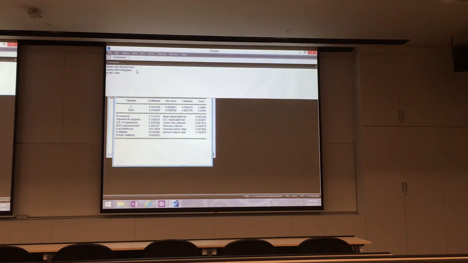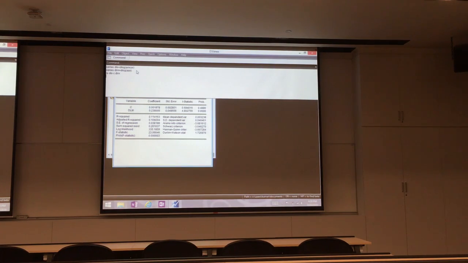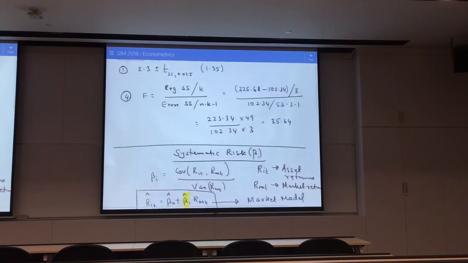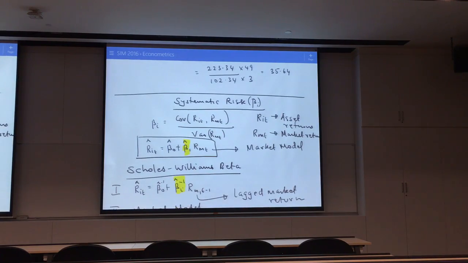Any questions on how to write the market model and how to find the systematic risk beta? Any questions? Okay, this is what I have explained: the market model and the beta.